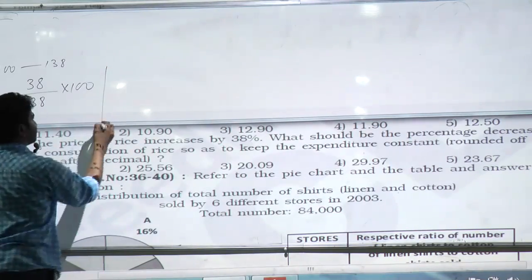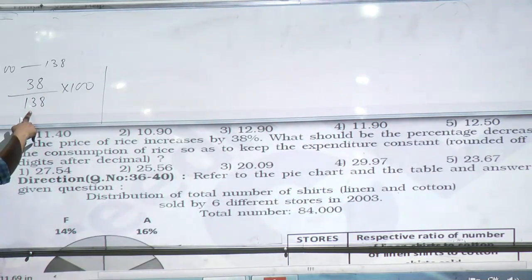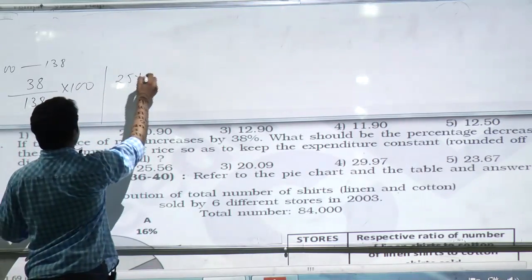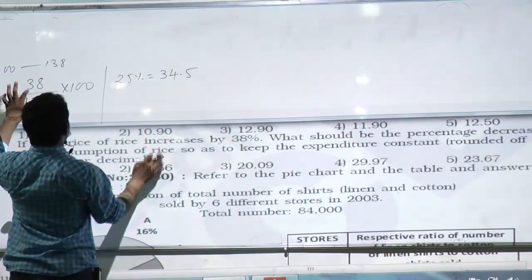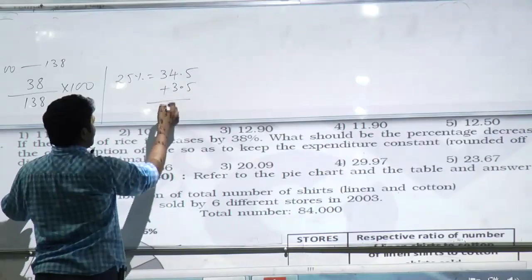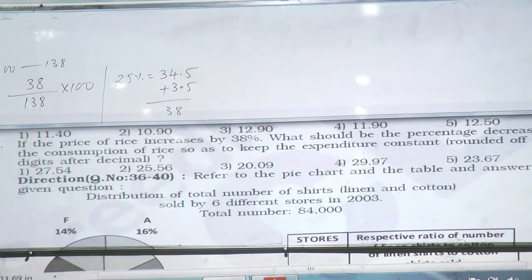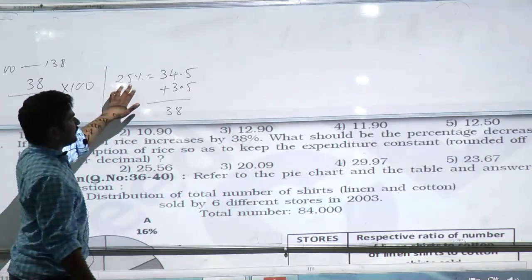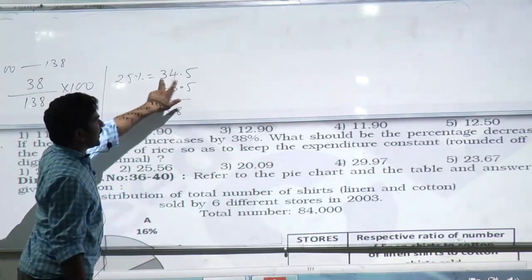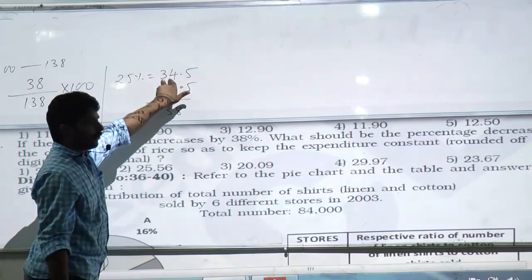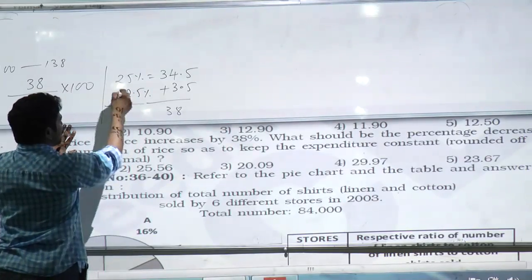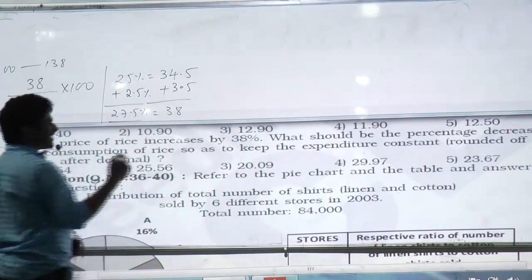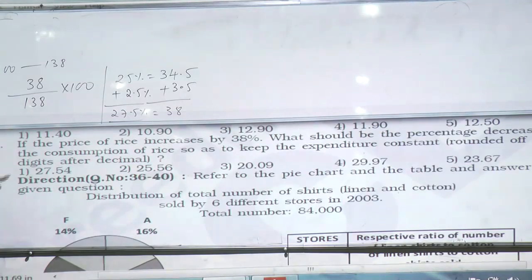What about 50%? That is 69. What about 25%? Half of that, 34.5. Still you need to add 3.5 to make it 38, our numerator. If 25% is equal to this much, what about 10% of this? 3.45. You need to add more than that. What about 2.5%? So in total it is 27.5%, and it should be just above that. 27.54.